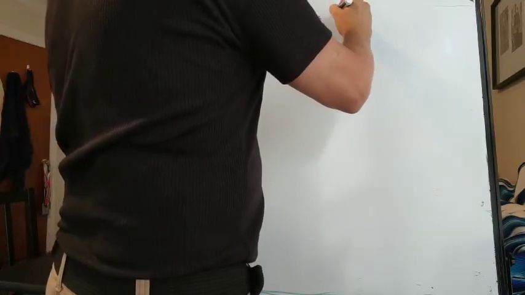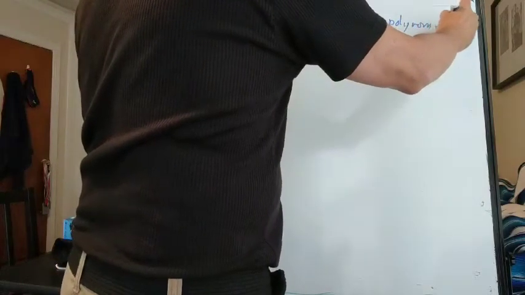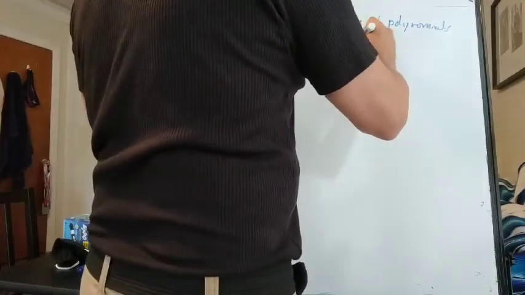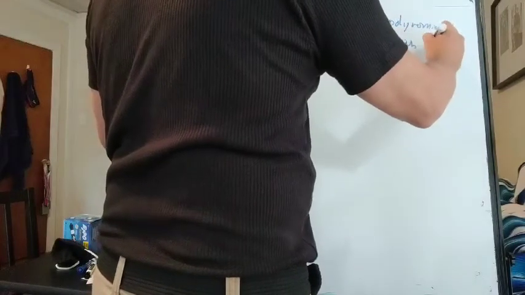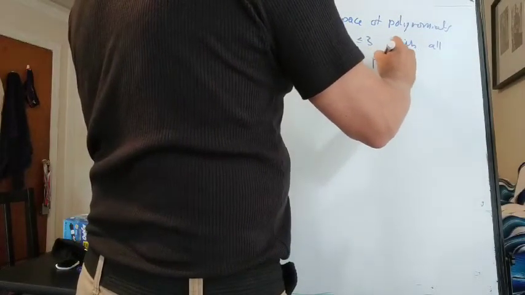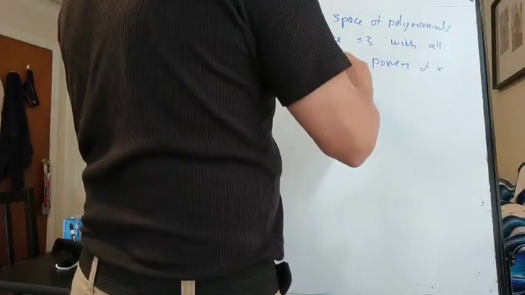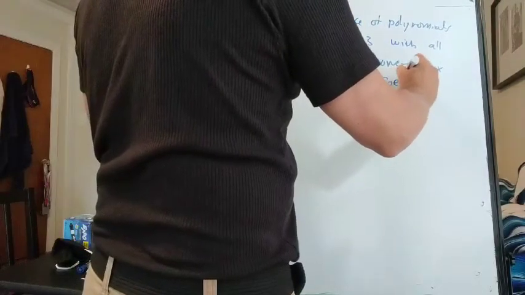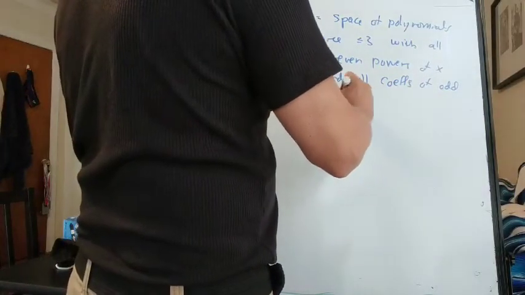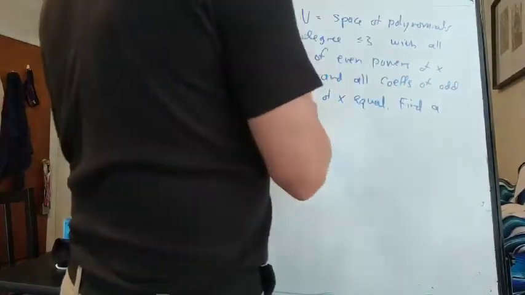Let V be the space of polynomials of degree less than or equal to 3 with all coefficients of even powers of x equal and all coefficients of odd powers of x equal. Find a spanning set.